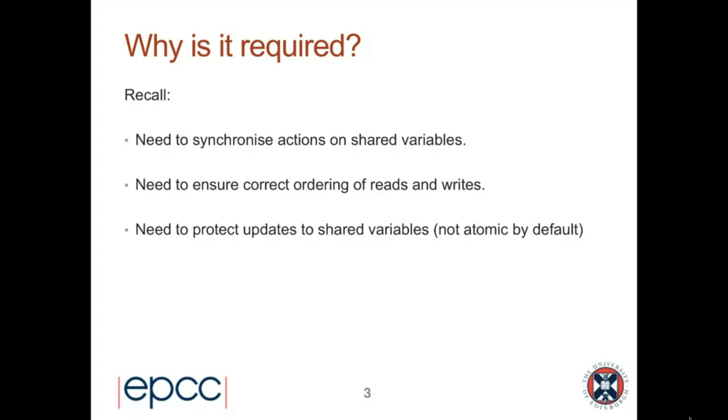So let's just remember why we need synchronization. Whenever we have multiple threads accessing shared variables, we need to ensure the correct ordering of reads or writes, and make sure that we avoid any race conditions. So avoid the possibility where one thread could be writing and another thread could be writing or reading the same shared variable at the same time. And there's a particular special case of this. We need to update shared variables, but in a way that's protected, because a modification to a shared variable is not a single indivisible atomic action by default. So we take special care to make sure that only one thread at a time can do that kind of thing.